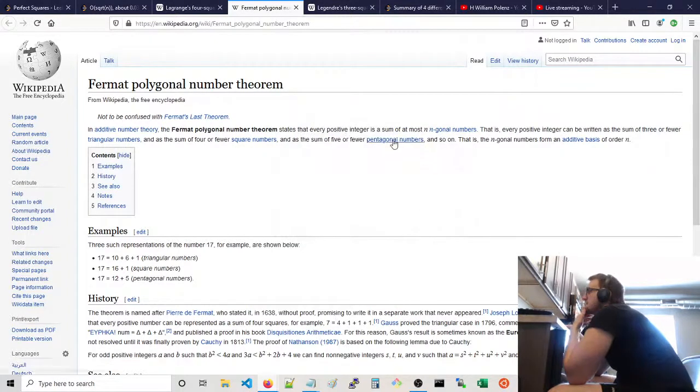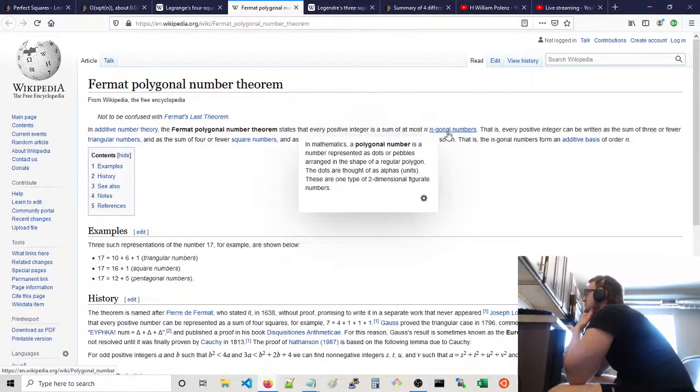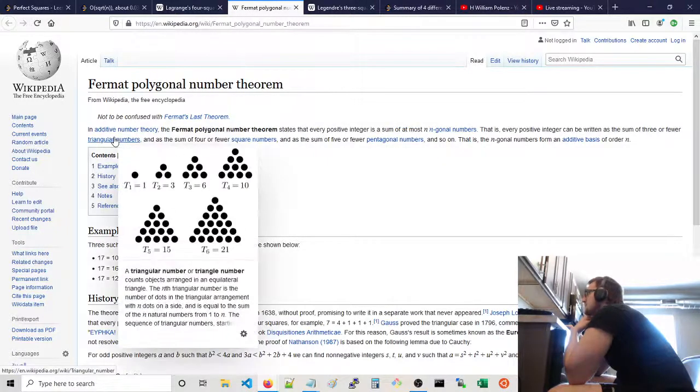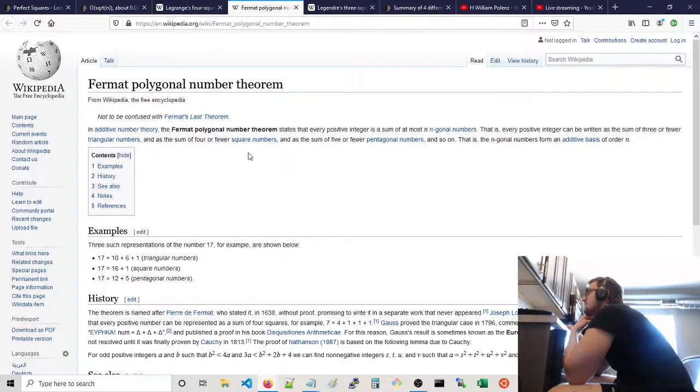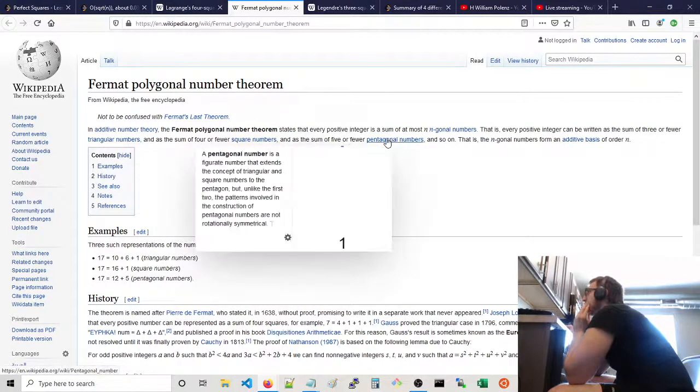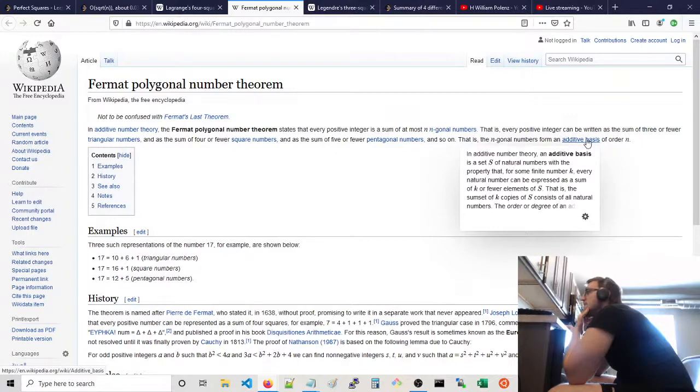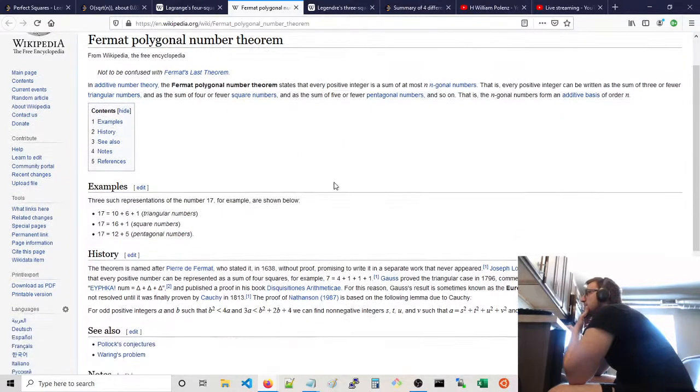Every positive integer is the sum of at most n n-gonal numbers. That is, every positive integer can be written as the sum of 3 or fewer triangular numbers, as the sum of 4 or fewer square numbers, 5 or fewer pentagonal numbers, and so on. That is, the n-gonal numbers form an additive basis of order n. Brother. My mind has been blown.